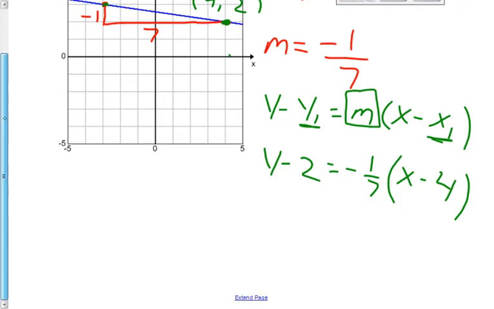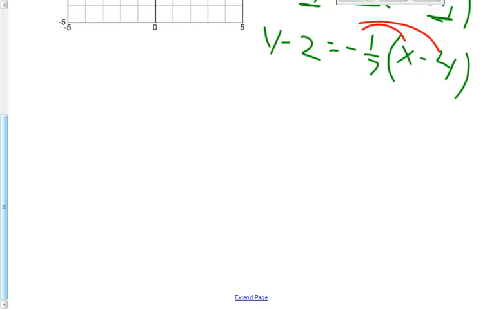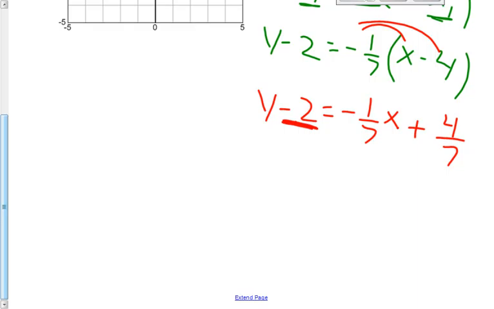So let's put this in slope intercept form by distributing and then getting it into y equals mx plus b form. Distribute here, distribute here. I get y minus 2 equals -1/7 x. Negative times negative is a positive. 1/7 times 4 is a positive 4/7. And now all I have to do is get rid of this 2. That way I'll get into y equals mx plus b form. To get rid of that 2, I have to add 2 to both sides.